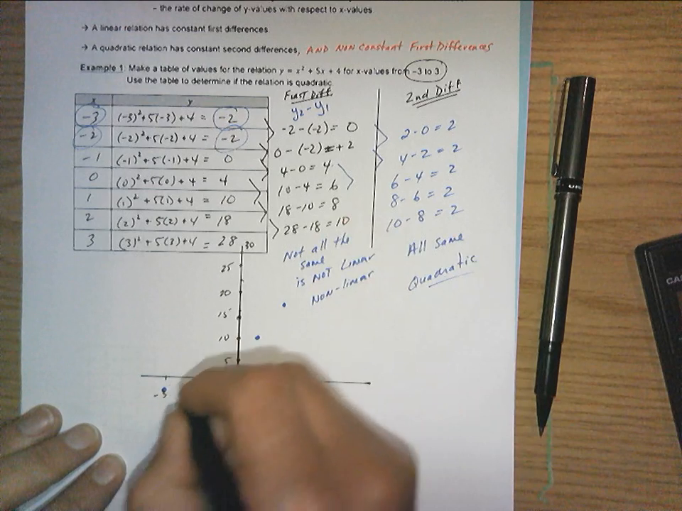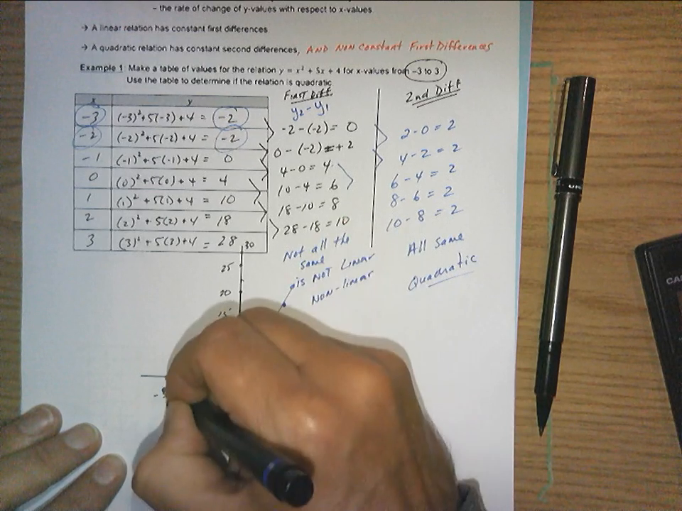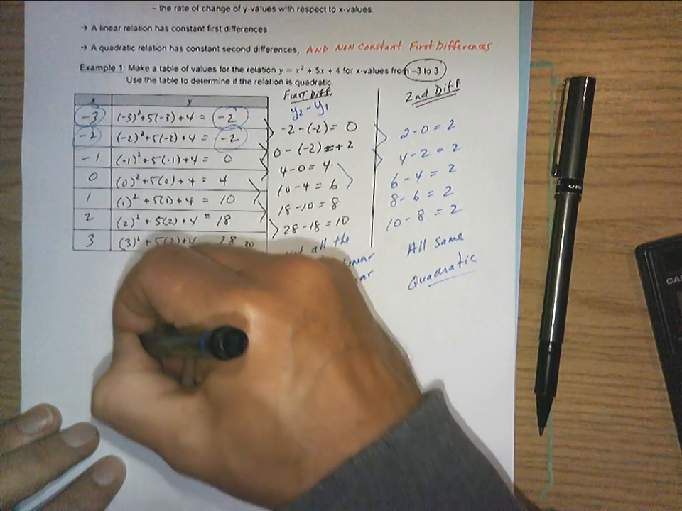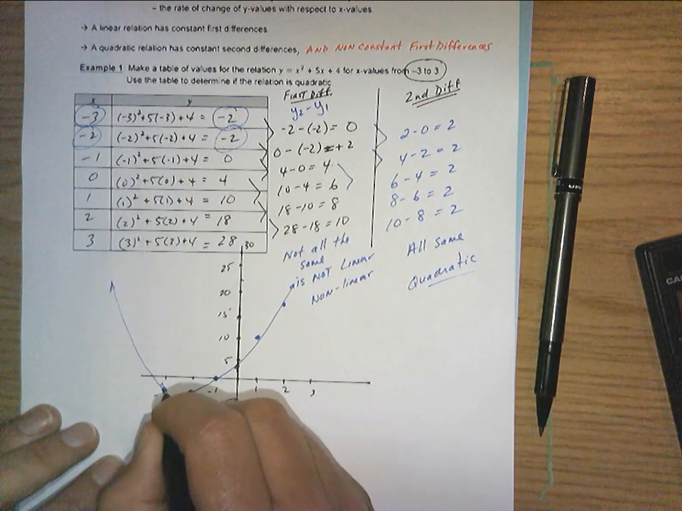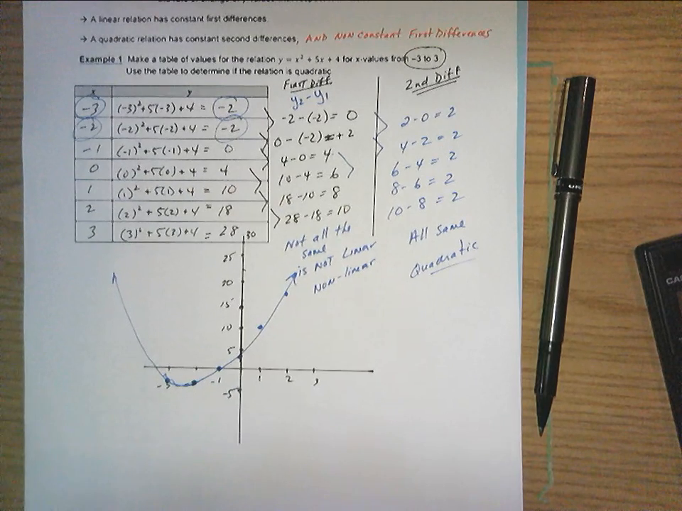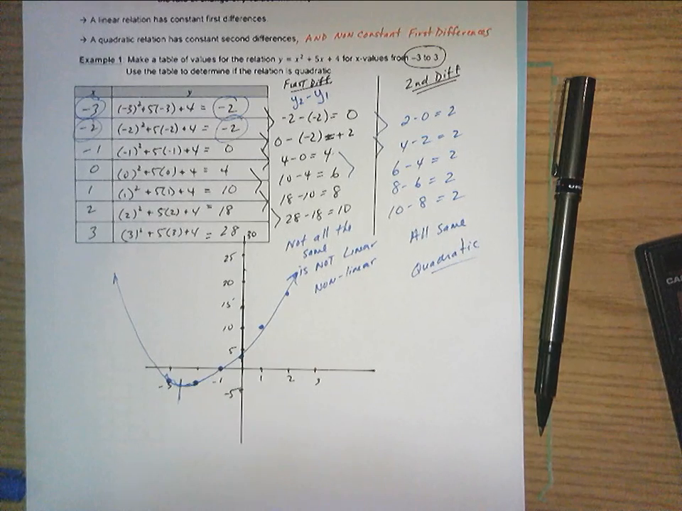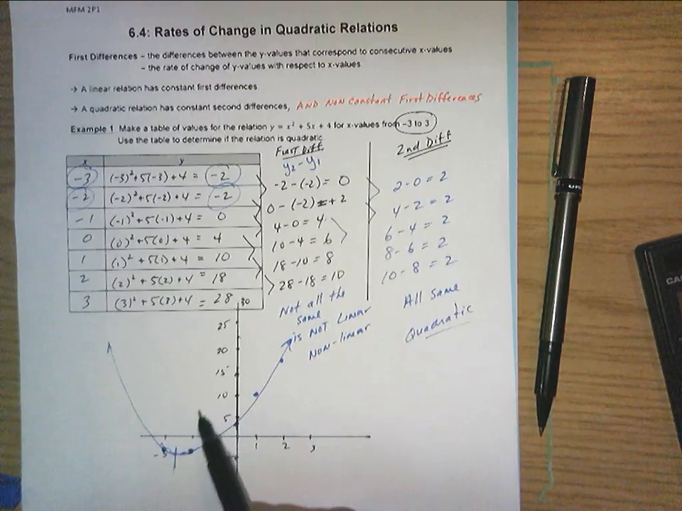So what we have here is that, and it looks like it's coming around and up here. So you'd have a vertex somewhere in this area. So we're getting a parabola shape with a vertex somewhere right in between there. But you don't need the graph. Don't need the graph at all.